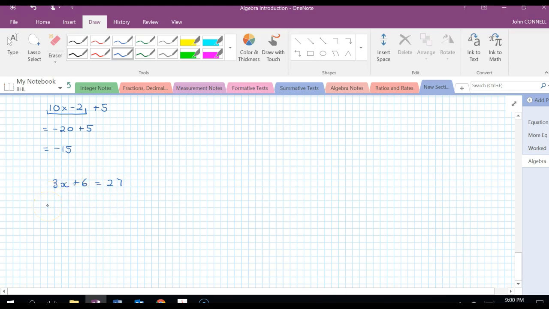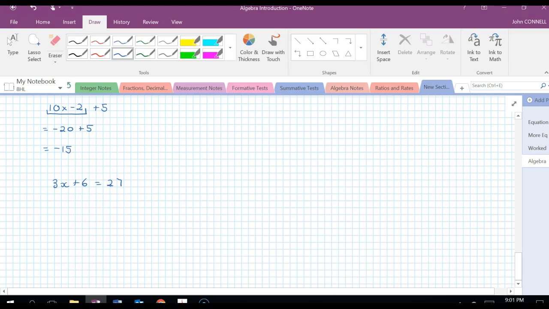Now in this case, it's important that we solve it in the right way. Now what we could do is we could just put numbers in and keep going until we actually find when 3 times a number plus 6 gives me 27, but that's pretty long-winded, and if we want to do that with more complicated equations, it's going to take a long time. So instead we want to do a set process.